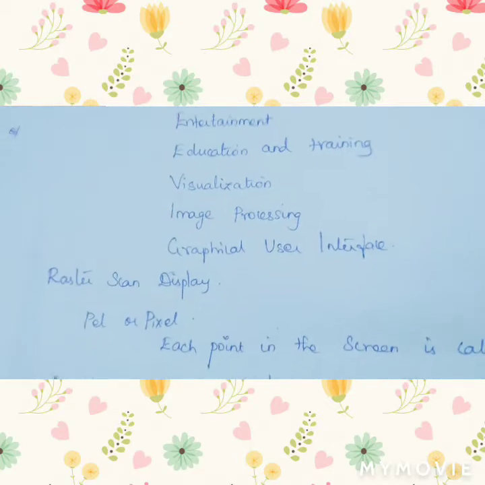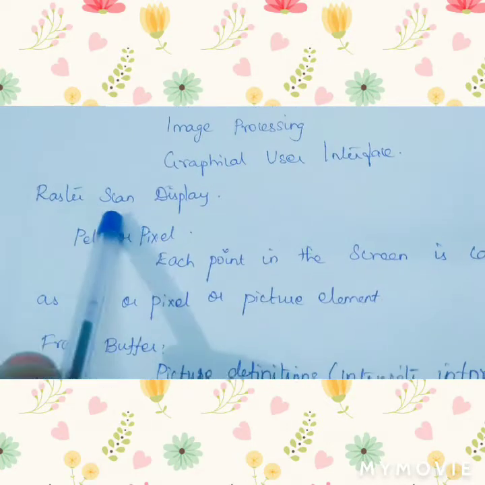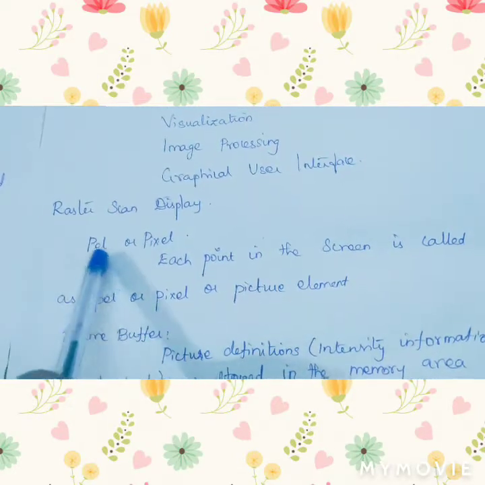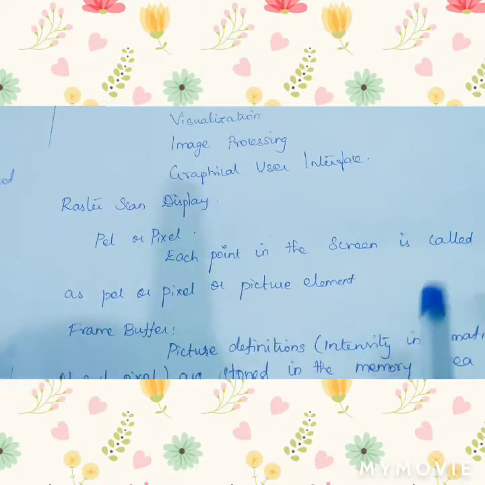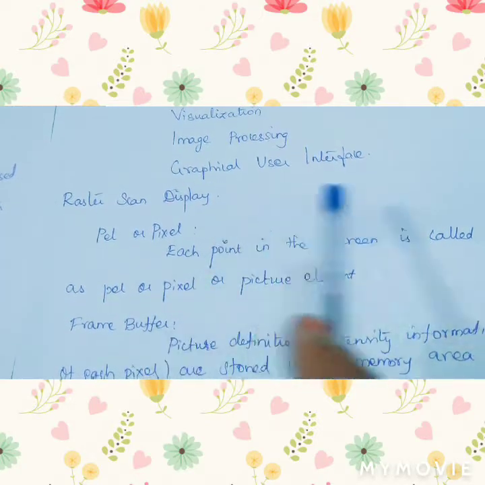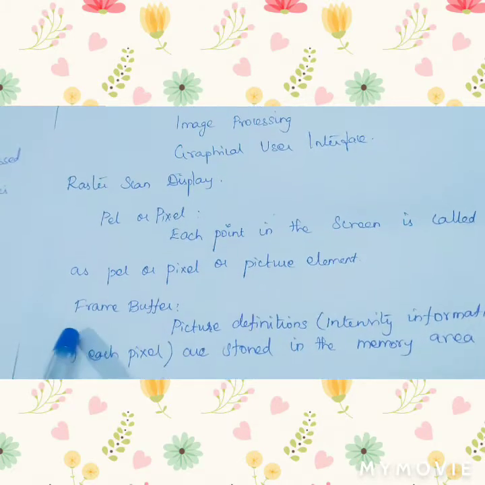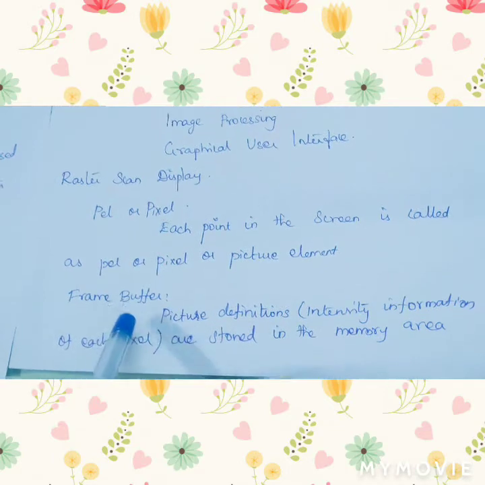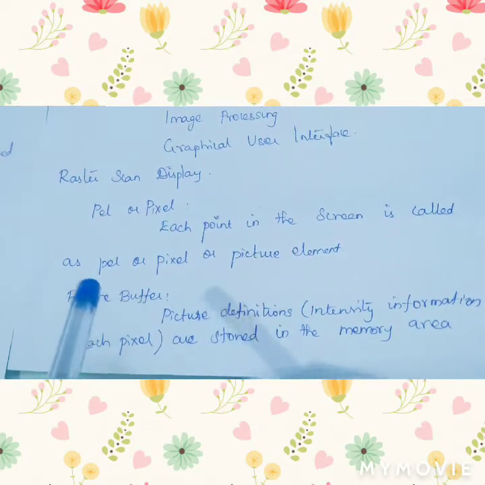Next one, raster scan display, that is nothing but raster graphics. So what does it mean? Let us see pel or pixel. Each point on the screen is called a pel or pixel. In your system, each point is called a pixel. Next one, frame buffer. The picture definition is stored in your frame buffer, that is, the intensity information of each pixel is stored in your frame buffer.